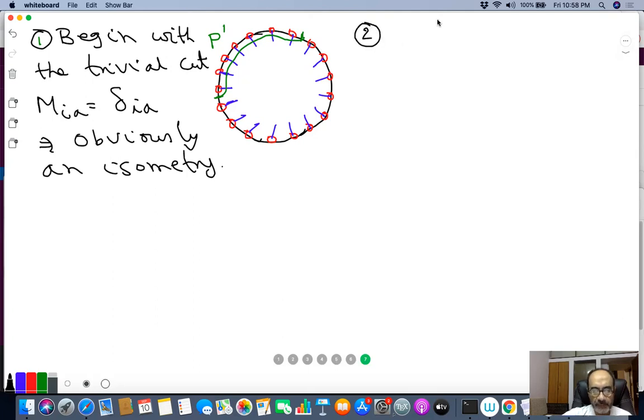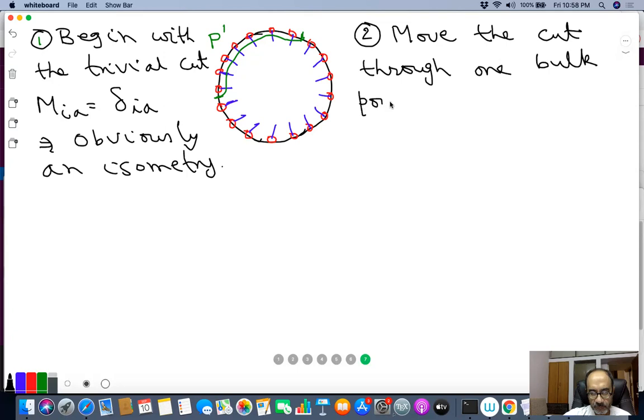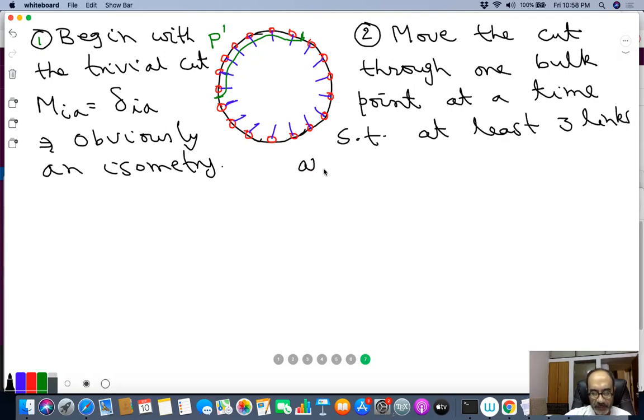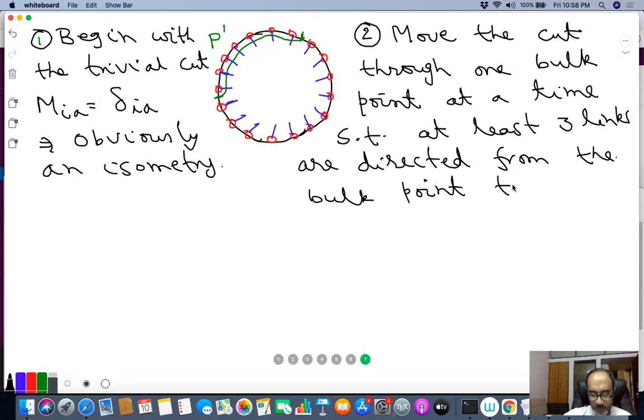Then the second step is to move the cut one step at a time, cutting through one bulk point at a time, such that at least 3 links are directed from the bulk point towards P prime.